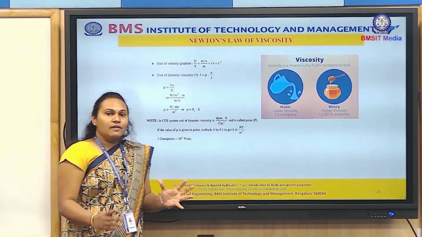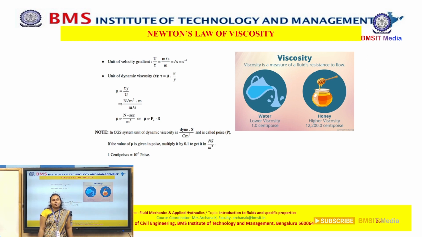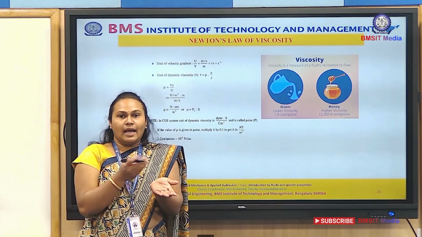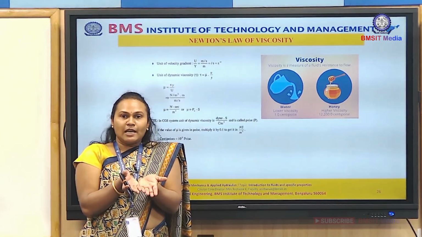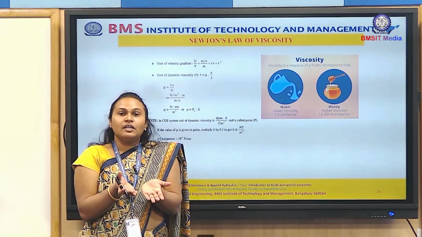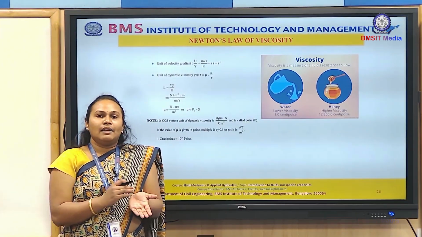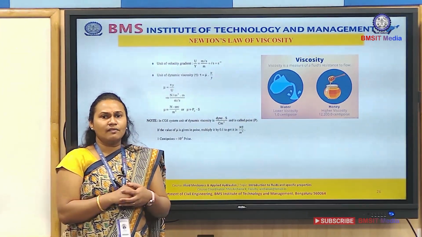Now, in order to give you a feel of viscosity, as you can see in the picture, water has a very low viscosity of 0.1 centipoise, while honey has a viscosity of 12,200 centipoise. Now, if you have two droplets, honey and water, and you drop both on an inclined plane, which will move faster? Of course, the fluid with lesser viscosity will move faster than the fluid with higher viscosity.